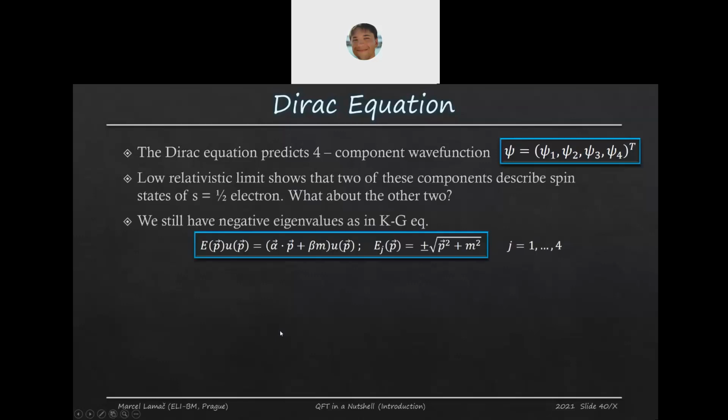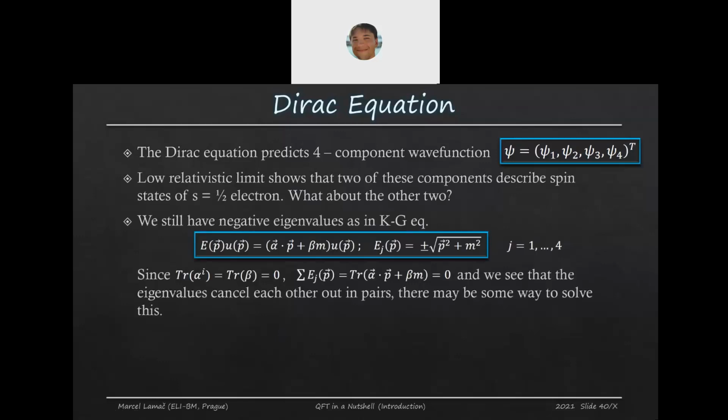So these solutions also satisfy the Klein-Gordon equation, and we know that the matrices have the trace equal to 0. So the sum of the eigenvalues must once again be 0, and therefore the energies are once again canceling each other in parts. So it is somehow related to this issue with the Klein-Gordon equation. But now we have four components, so we need to dig a bit deeper about what the meaning of this is.